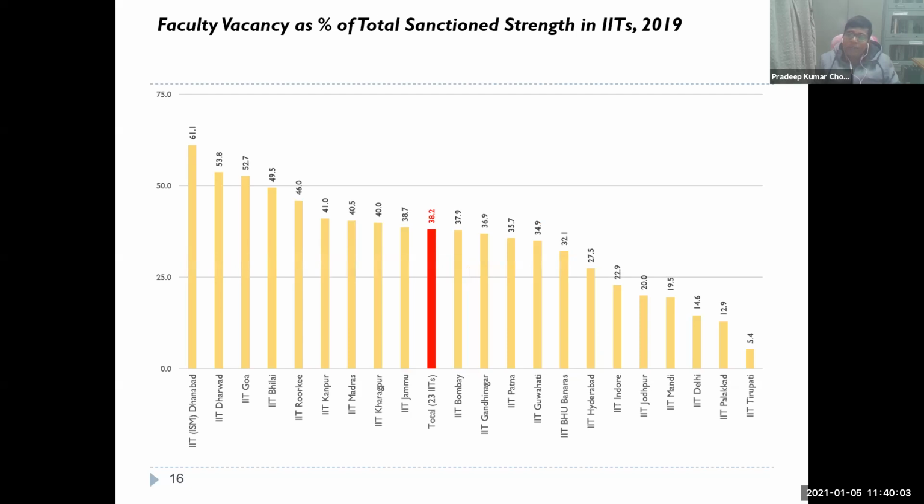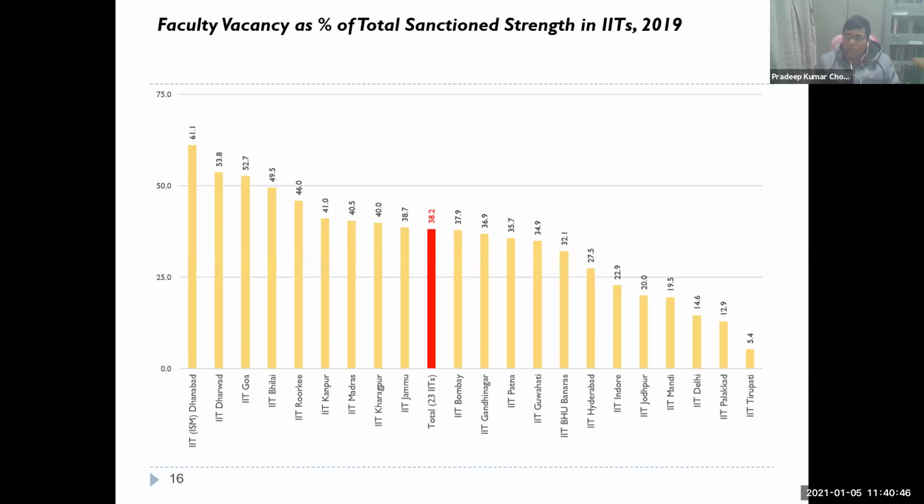Faculty vacancy is an important concern, which is linked with the quality concerns. Even in IITs, I am not saying about private engineering colleges, where I said there are duplicate faculty and all such issues. Even in IITs, this is a Karla 2019 paper, he said very clearly that if you take all 23 IITs together, 38% of the total faculty positions are vacant. IIT, Indian School of Mines in Dhanbad, has 61% faculty vacancy. IIT Dharwad 53.8, IIT Goa 52, IIT Bhilai 49, IIT Roorkee 46, all that you can see.